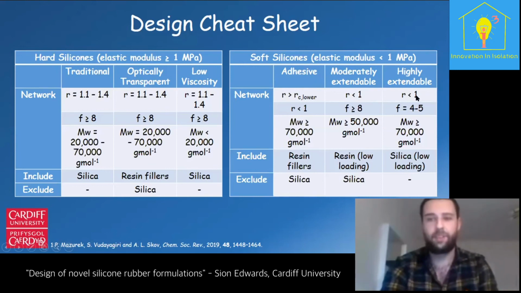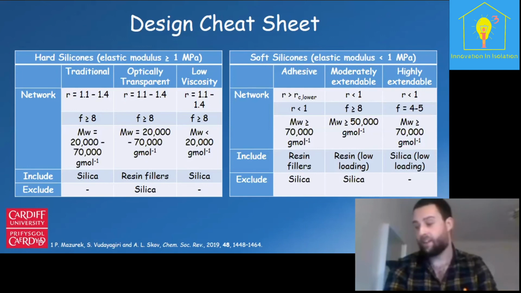Whereas for a highly extendable material, you probably want even higher molecular weights of your polymer, a functionality of between 4 and 5, just so it's really loose, and silica in low loadings to give it strength. So that's a quick, brief overview of how to design silicones, and I'm happy to take any questions.